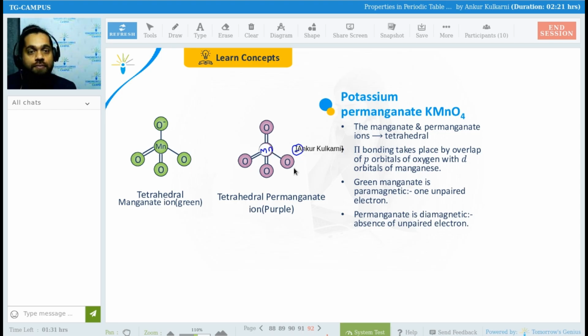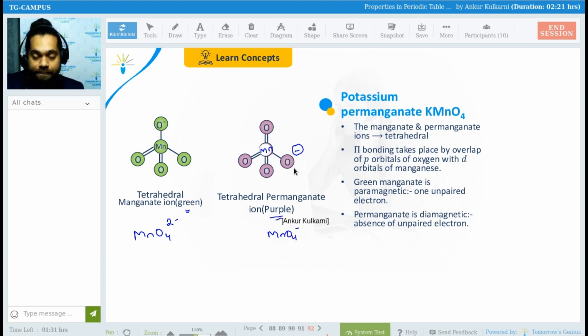MnO4 minus. So this is the manganate ion. Please write it down, mention it. The manganate ion, MnO4 2 minus, is tetrahedral and green in color. MnO4 minus, that is potassium permanganate, is purple in color. Please mention it.